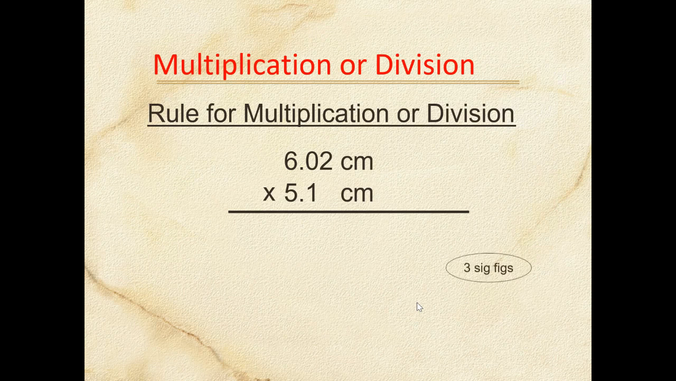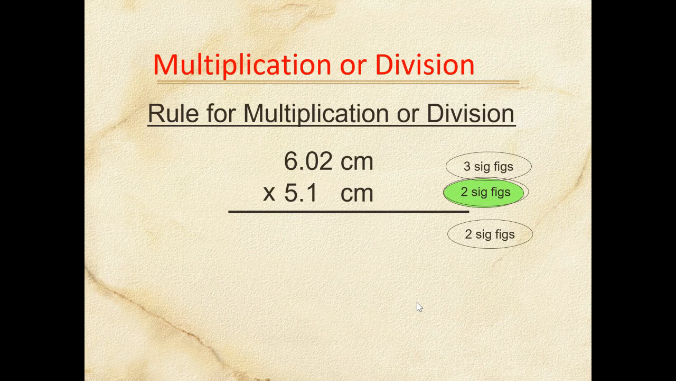Again, multiplication, we've got 3 sig figs in our first, 2 sig figs in our second. 2 is smaller, so those 2 sig figs are going to end up being in our answer. We have too many significant figures in our calculated answer, so we need to round it to 2. The appropriate answer for that one would be 31. Again, we've rounded it to only include 2 significant figures in the answer.